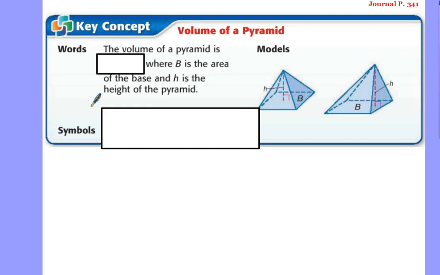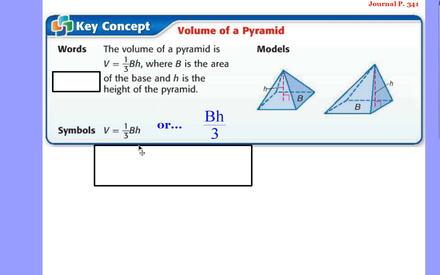Specifically speaking, the volume of our pyramid is 1/3 of big B times H. And once again, you may see it written like this, where you have big B times H divided by 3. It just depends on what the concepts are that you are given. Let's take a look here at an example.